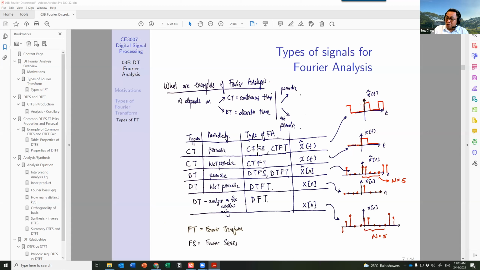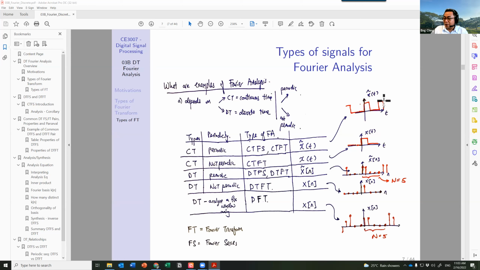Now, to perform Fourier analysis, we can either do continuous time Fourier series or continuous time Fourier transform. So don't be fooled, okay? You can use Fourier transform for aperiodic signal as well, although it's not often used. However, if the signal is aperiodic, we can only do continuous time Fourier transform when the signal is continuous time. So this is the tutorial 2A.